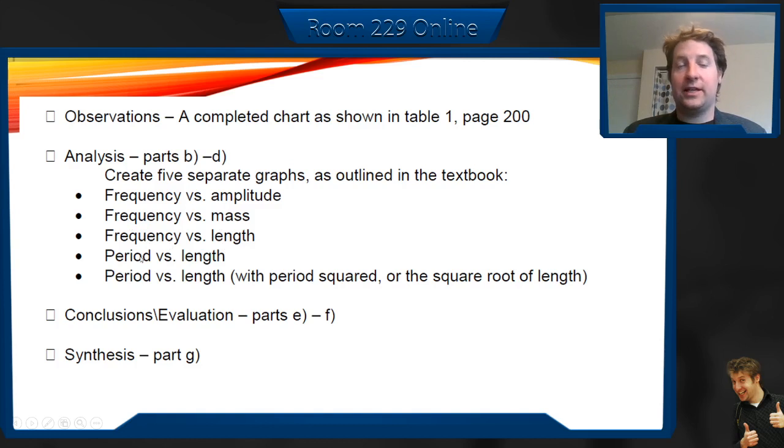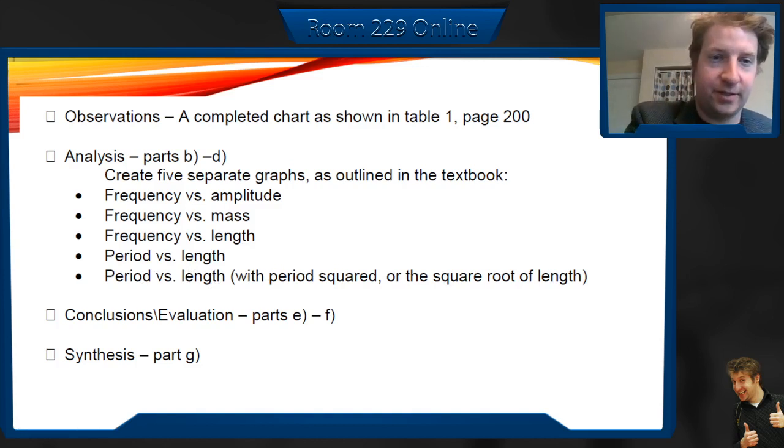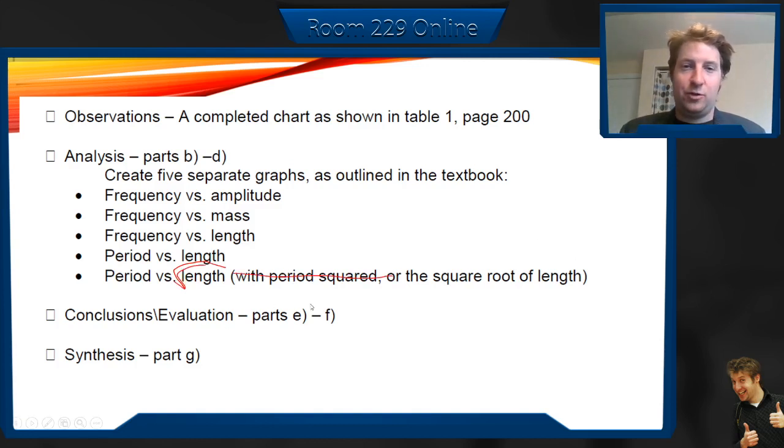And then you're going to make a graph of period versus length, and then period versus the square root of the length. I'd like this to be, don't use period squared. Use the square root of the length. So period versus root L. That's hideous. And then you're going to have two more questions, which is three questions.